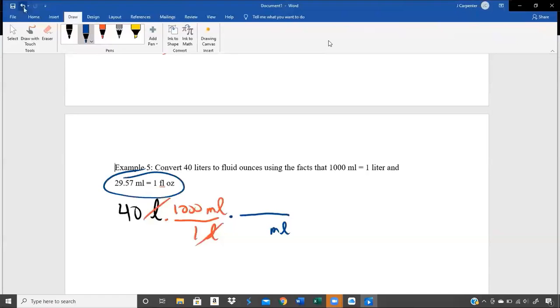We're using this one. The 29.57 milliliters is 1 fluid ounce. So 29.57 milliliters is 1 fl oz. Flosberries taste like flosberries.